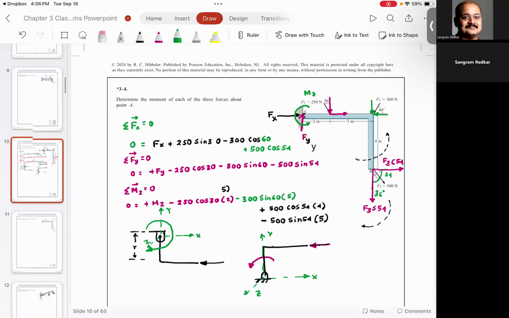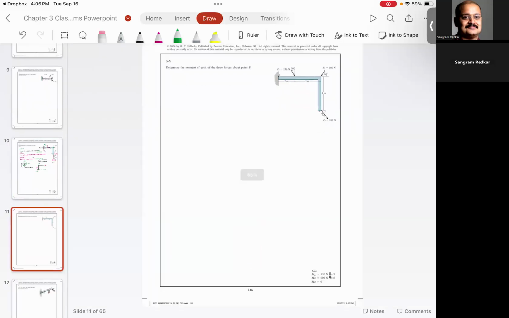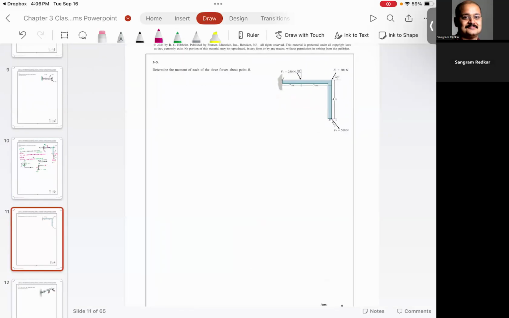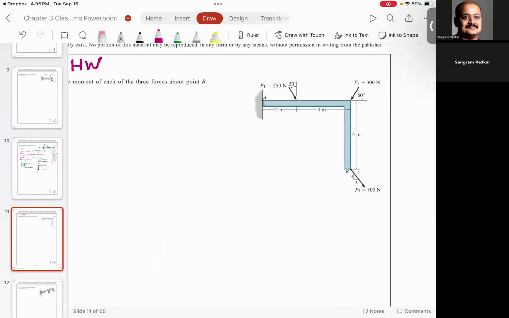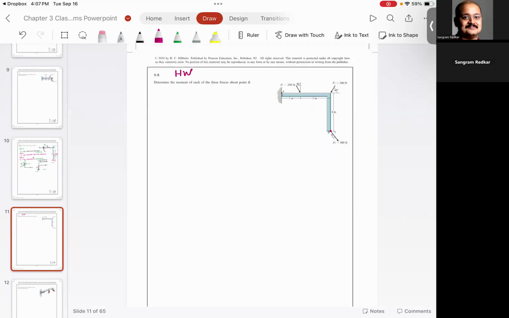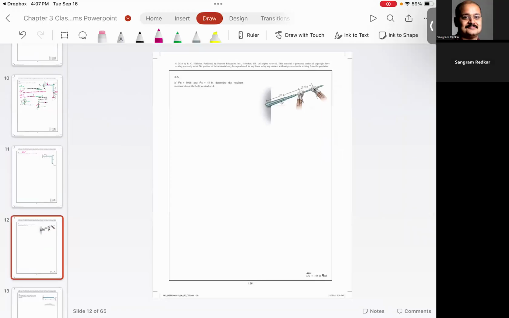Okay, let's solve. This problem I'm going to give you as homework. Now here is the difference. They are asking you to find the moment about point B. Can you locate that? This is not moment about point A, but this is moment about point B. Everyone understood this? Now let's see this problem.